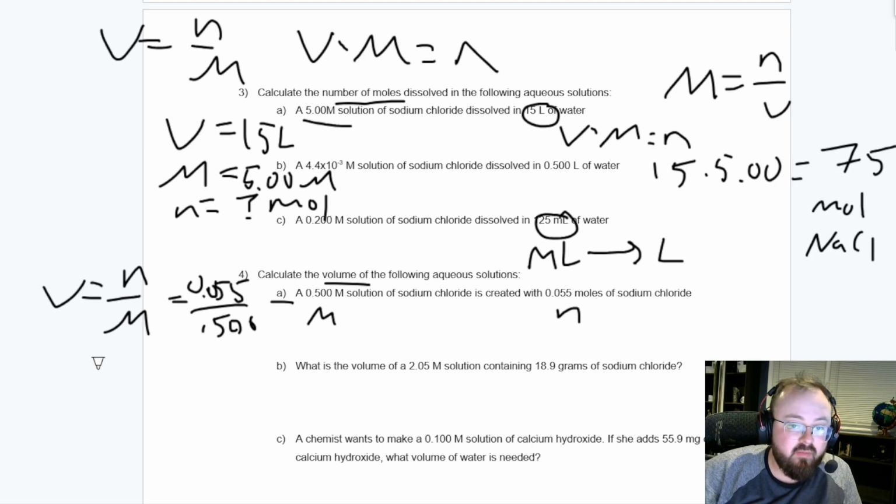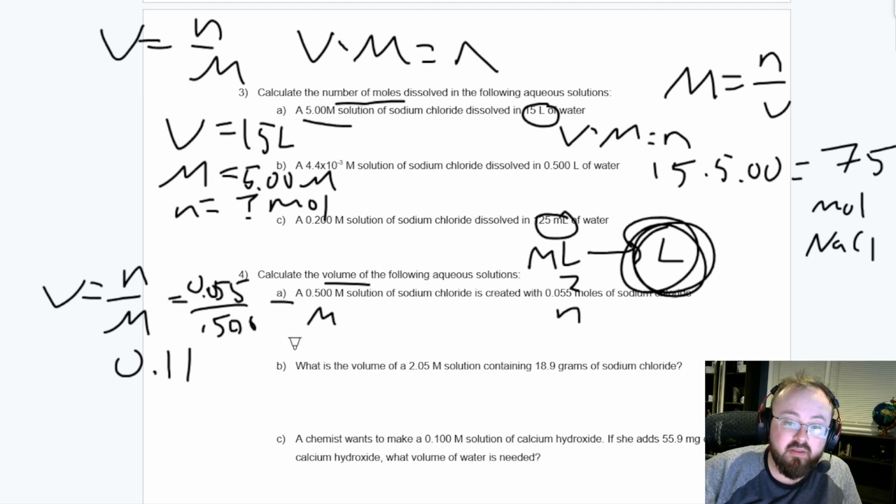My unit here, my volume, I have how many sig figs? I have 2 significant figures. That is 2 sig figs. So my answer right here is 0.11. What is my unit? Well, moles per liter. Have to be in liters. Liters of water. That's the volume of it. Okay? Letter B. I have a concentration. I have an M.